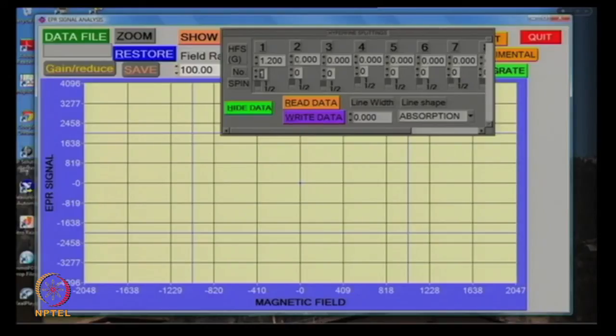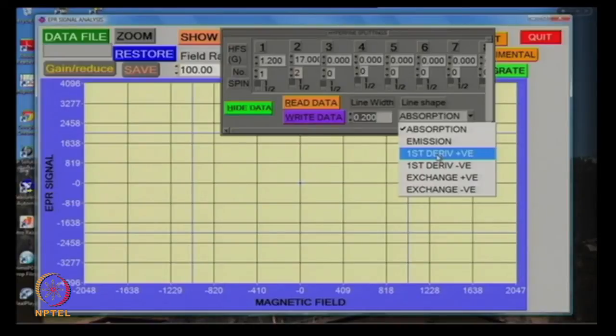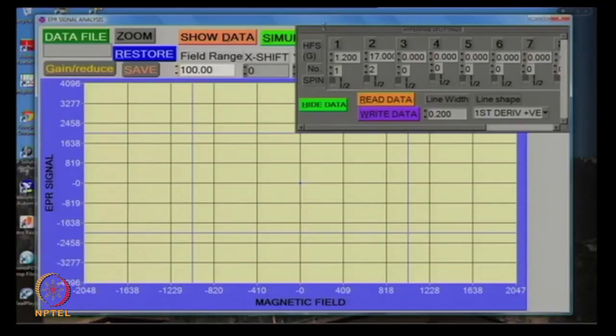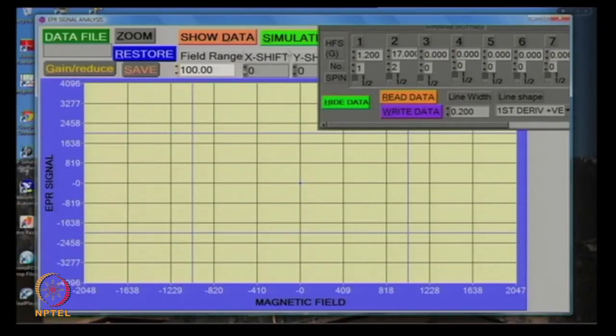Another coupling constant is 17.0 Gauss, and there are 2 of them, and again spin half. Let us give some line width of 0.2 Gauss, and the spectrum should look like a first derivative. Let us simulate the spectrum, and for the experimental range of the magnetic field scan, let us keep it at 50 gauss. Now simulate it. That is how it looks: doublet, doublet, doublet, and an overall triplet is present here, which is similar to what we saw earlier.